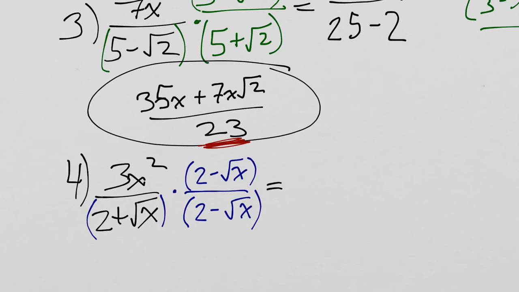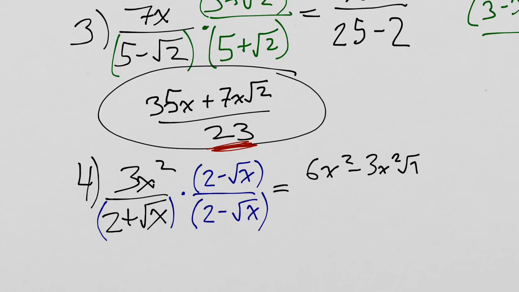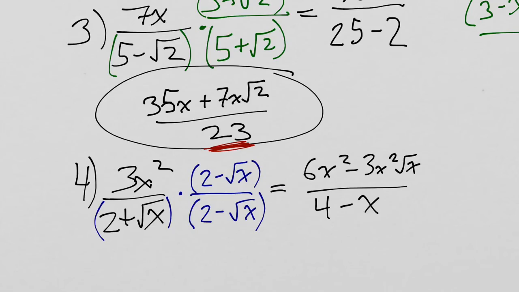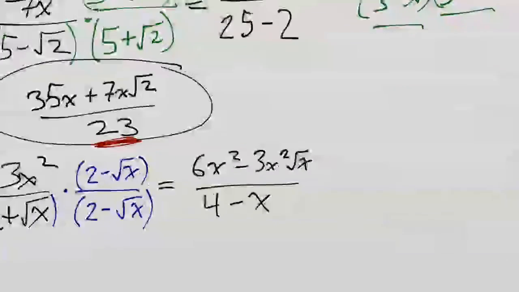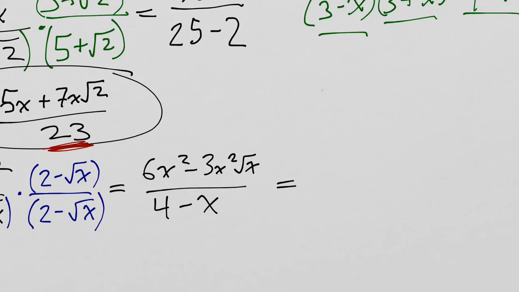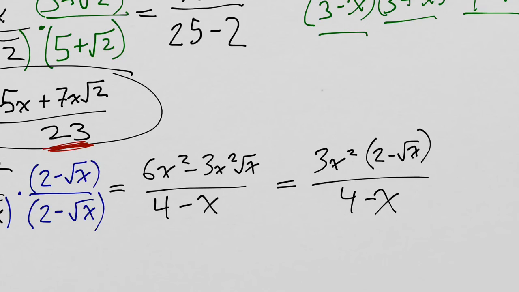On the top, you're going to get 6x squared minus 3x squared square root of x. And on the bottom, you're going to get 4 minus x. I can always take that top and factor some stuff out. I can say that this is 3x squared times 2 minus square root of x over 4 minus x or something like that. But right there, that is your answer.